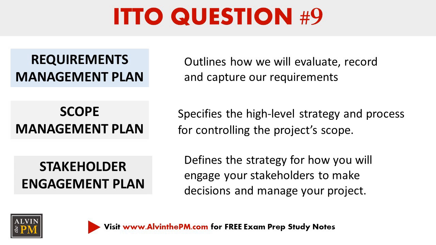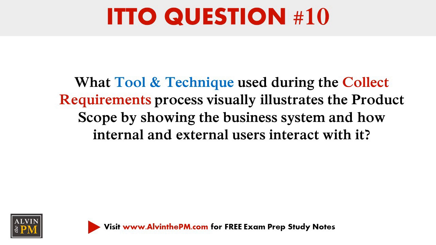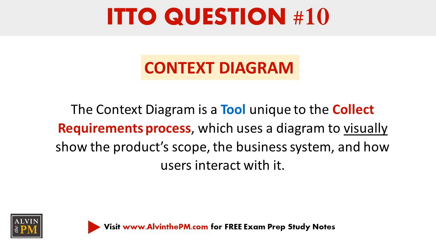manage our project. Question 10. What tool and technique is used during the collect requirements process and visually illustrates the product scope by showing how the business system and how internal and external users interact with it? The correct answer is the context diagram, which is a tool unique to the collect requirements process and uses a diagram to visually represent the product scope, the business system, and how users interact with it.